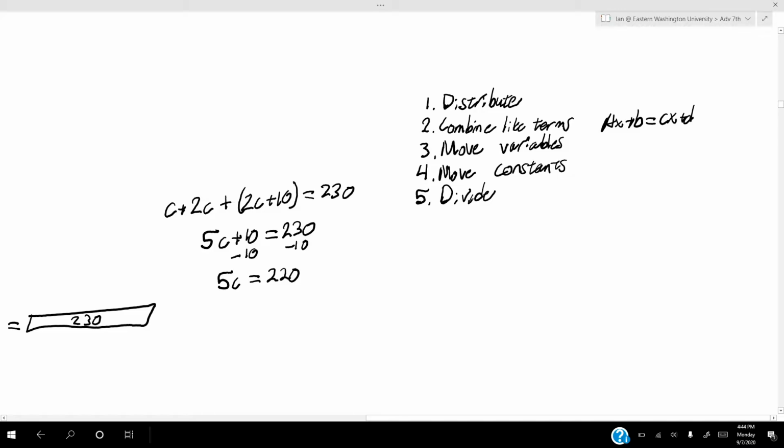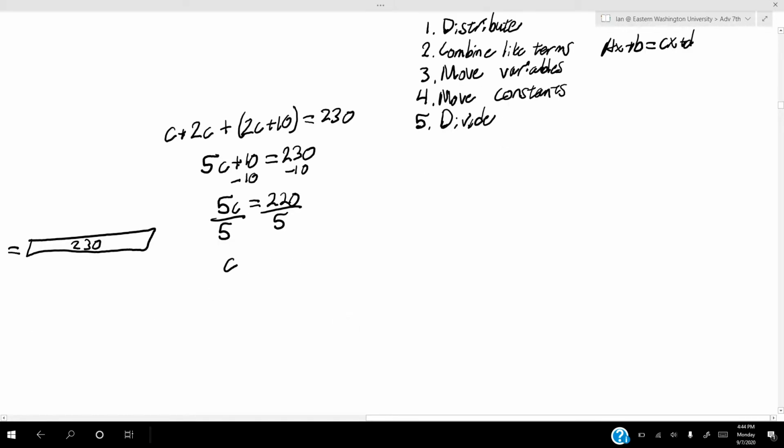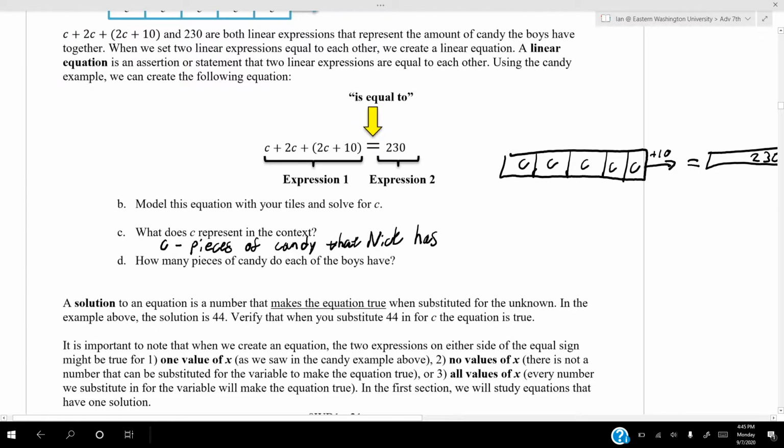So now we just need to divide both sides by 5 in order to get the c by itself, which gives us that c is equal to, ooh man, this is a really tough one. All right, if you want to do this in your heads, a quick way is to break it up. What is 200 divided by 5? Well, 20 divided by 5 is 4, so this has to be 40. And then 20 divided by 5 is 4, which means we're going to get 44. So each kid has 44 pieces of candy.